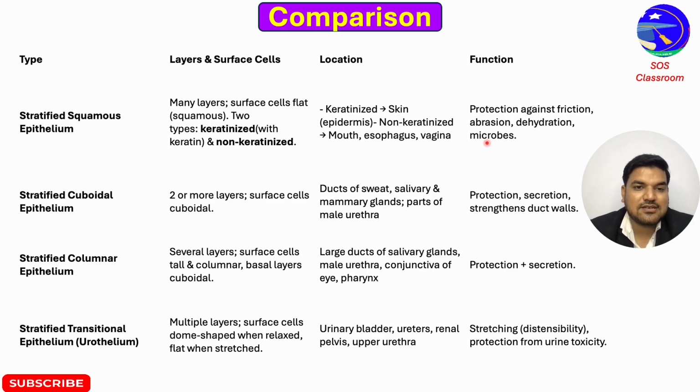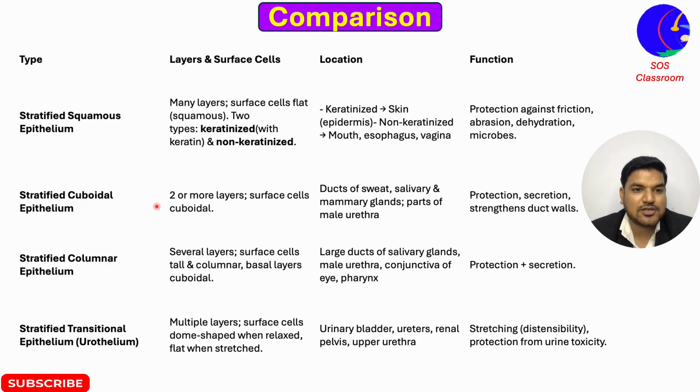Okay. So now discuss the comparison of the different types of stratified tissue. First is stratified. By the name itself, we can understand that there are multiple layers of cells. Next is the squamous. These are flat cells and divided into two, keratinized and non-keratinized. Keratinized on the dry surfaces and non-keratinized on the wet surfaces. Dry surfaces like skin, hair and nails, and non-keratinized in the mouth, esophagus and vagina. Function is protection against friction, abrasion, dehydration and microbes.